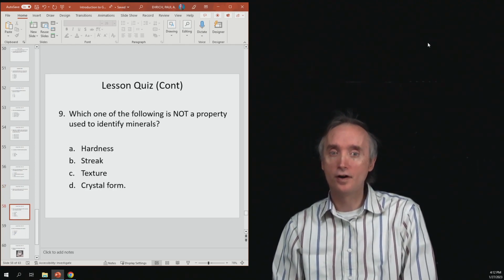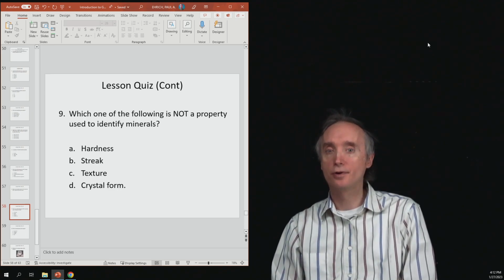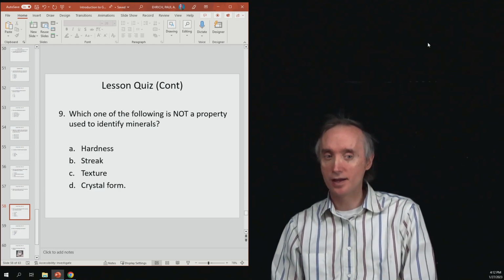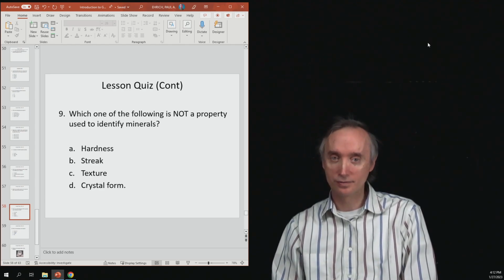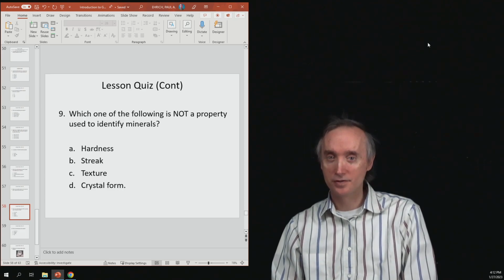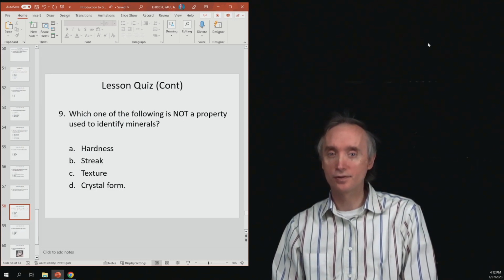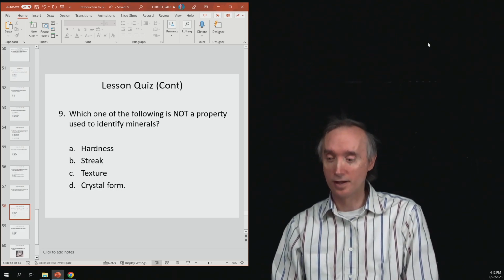Which one of the following is not a property used to identify minerals? This one's kind of tricky. It's actually texture. So we're going to use texture to identify rocks, not minerals. So we use the hardness, the streak, and the crystal form for minerals, and then we'll use the texture thing when we're identifying rocks in our next lesson.